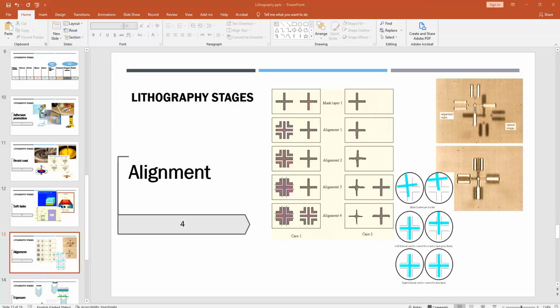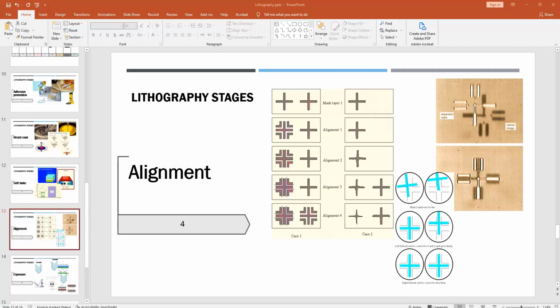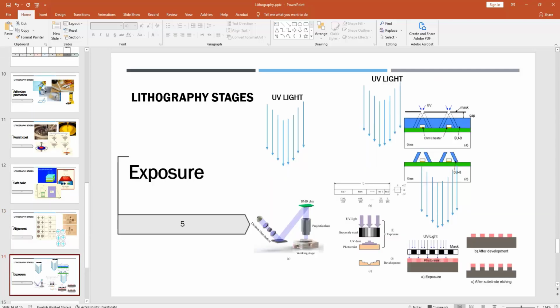Another level is exposure. We expose light, and the light will pass through the patterns on the mask. It leads to the removal of parts of the photoresist on the plate. In some processes, after this stage, we use another heat or bake stage, but it is optional in most cases.